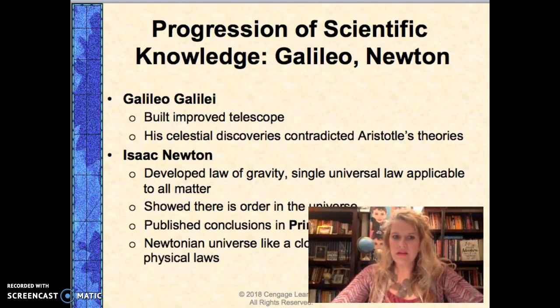Progression of scientific knowledge. Galileo is just an amazing figure, but it's very sad. He was very devout religiously, but he was placed under house arrest because of his beliefs. Very sad.